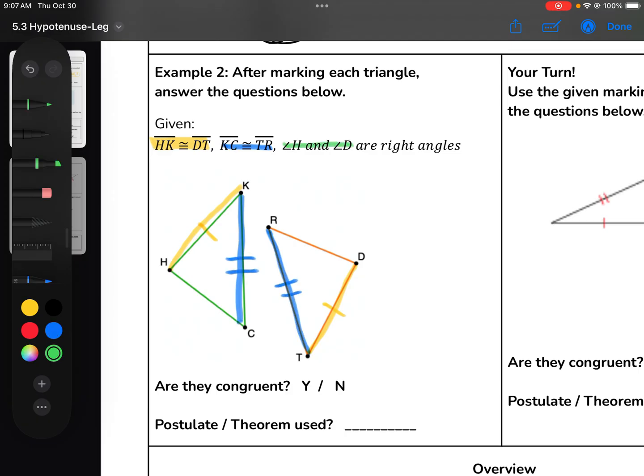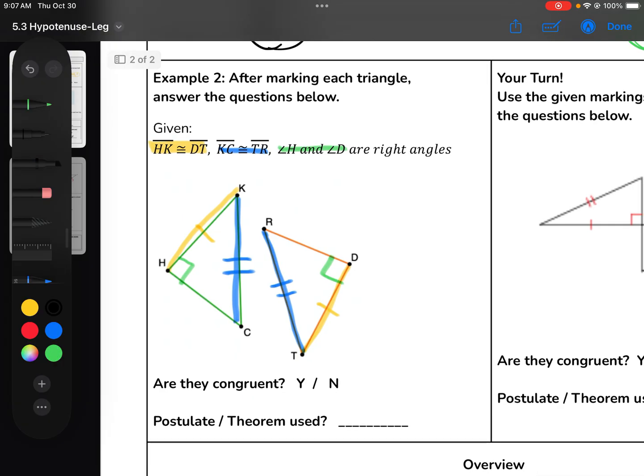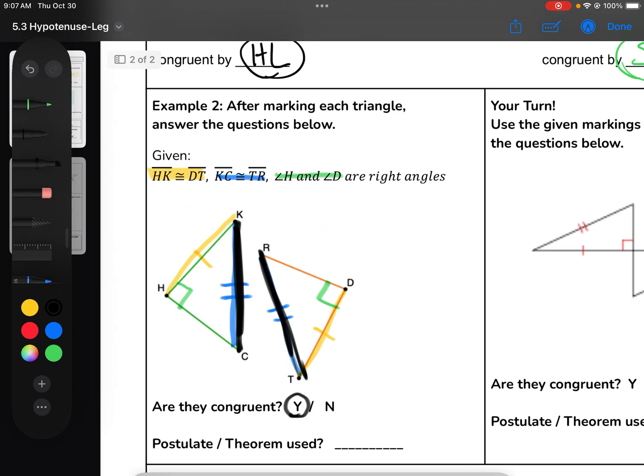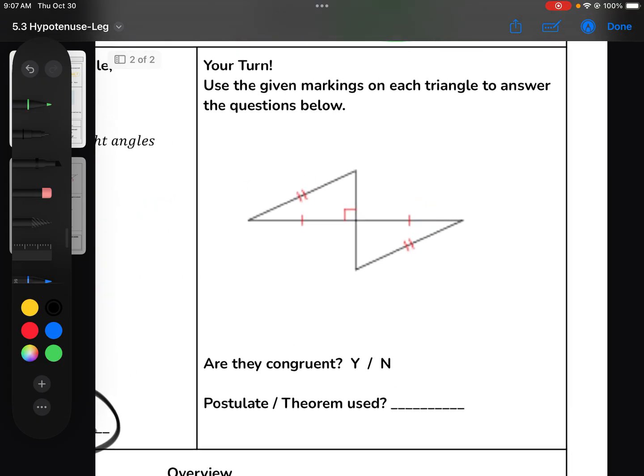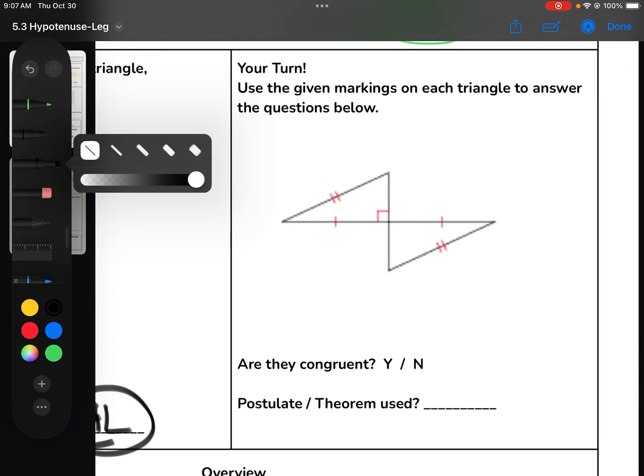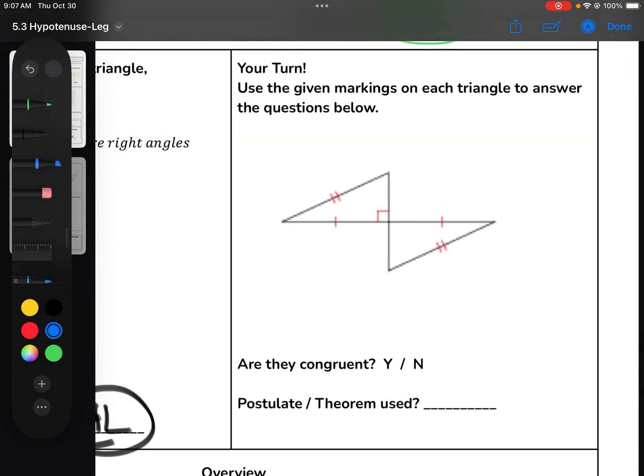And we also know that angle H and angle D are right angles. So I'm going to mark them as right angles. Are they congruent? Absolutely, because the hypotenuse and a leg are congruent. So it's HL. Okay, you pause the video, you try this one, see if you can figure it out. I'm going to go ahead and work this out now.